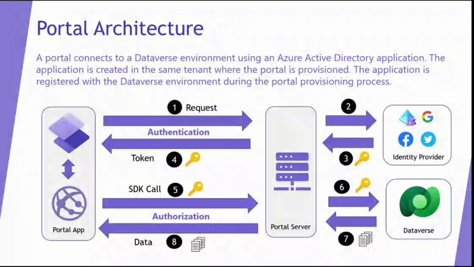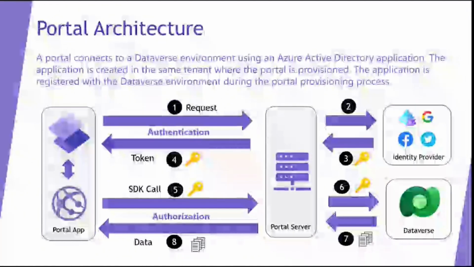So the first thing is that you make the request from the portal side. It goes to the portal server. The portal server redirects you to the particular identity provider. The identity provider could be anything. It could be Active Directory, Active Directory B2C, Google, Facebook, Twitter. So there is a list of identity providers. It's not necessary that your username, password, or your identity will only be stored in the Microsoft Active Directory, right? You can have your identity stored in other databases as well, other identity providers as well.